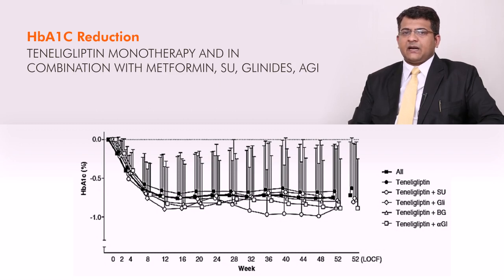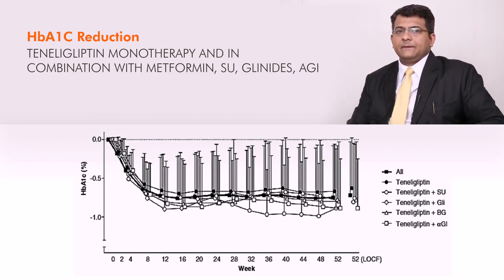The A1C reduction started effectively within 2 to 4 weeks and reached maximum up to 12 weeks, and it remained consistent for the entire 52 weeks. The maximum reduction was seen when teneligliptin was used in combination with sulfonylurea. The minimum reduction was with teneligliptin monotherapy.